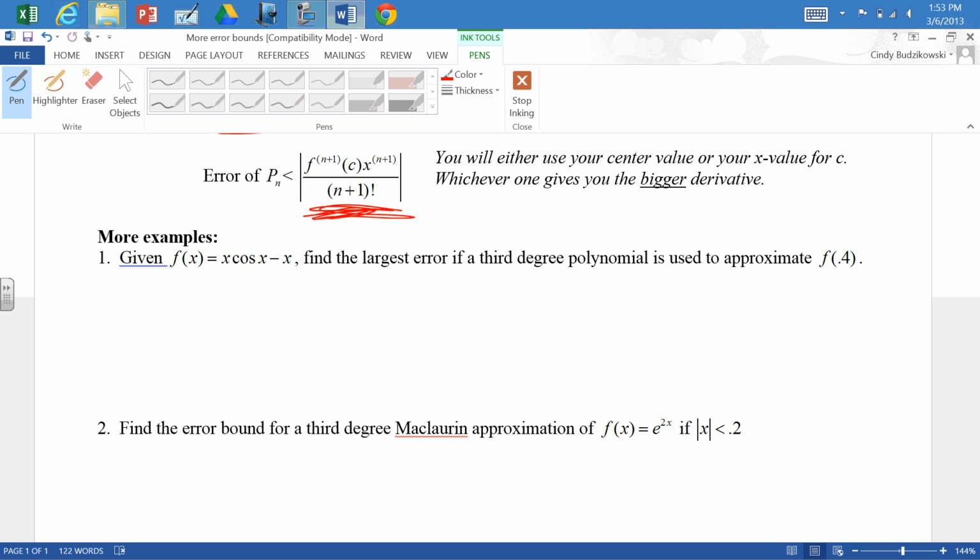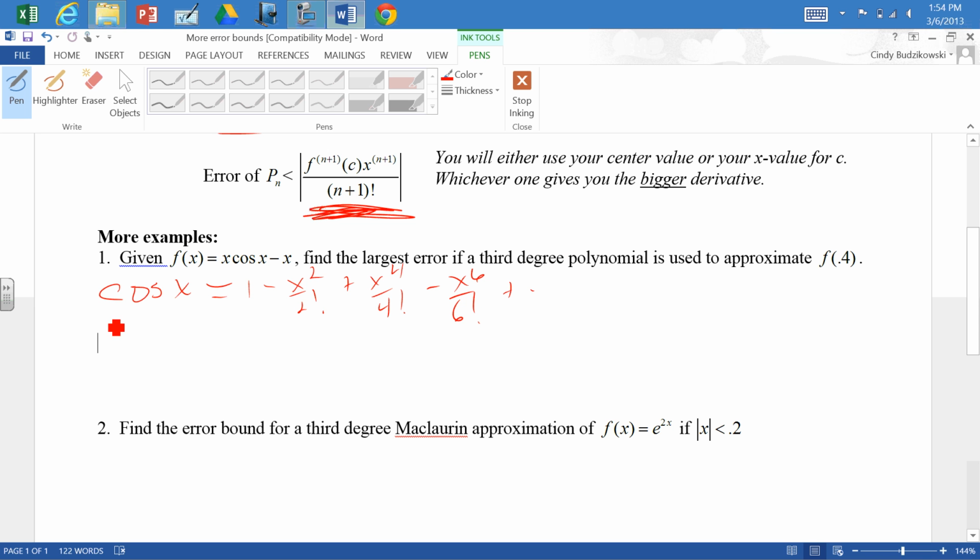So x cosine x, find the largest error of a third degree polynomial and use it to approximate f of 0.4. Well, cosine x is alternating, so I'm guessing that x cosine x minus x is going to be alternating. So I'm just going to generate this series going off of our memory. Cosine x is going to be 1 minus x squared over 2 factorial plus x to the fourth over 4 factorial. We'll do one more.